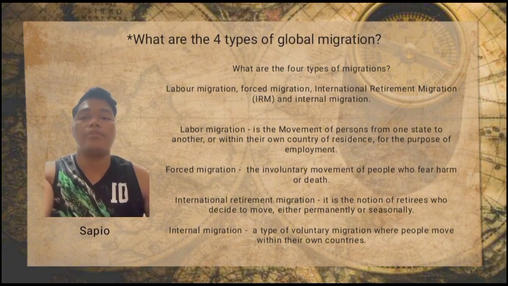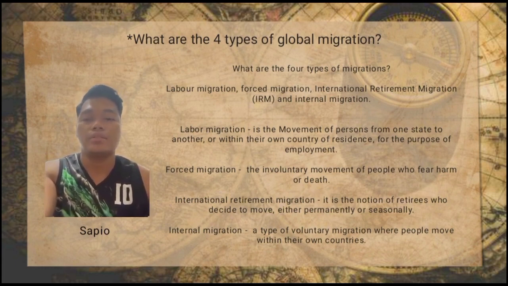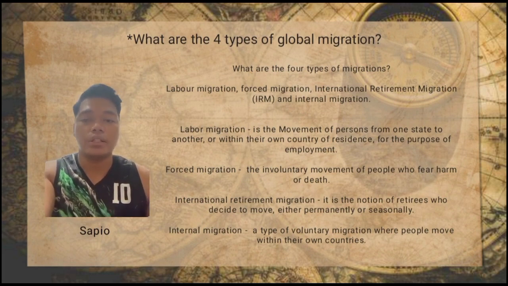And lastly, we have internal migration. It is a type of voluntary migration where people move within their own countries. Internal migration occurs when people move to other places within their own country.